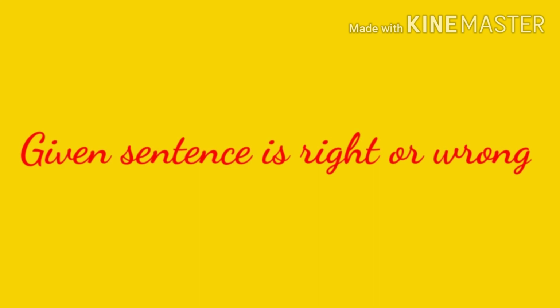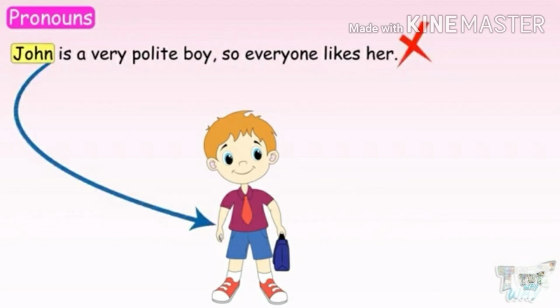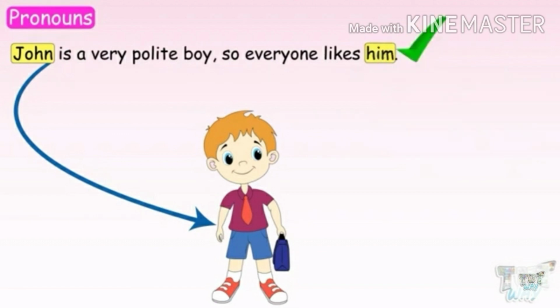Next, you have to identify whether the given sentence is right or wrong. The first sentence is "John is a very polite boy, so everyone likes her." Is this sentence right or wrong? This sentence is wrong because John is a boy, and for boys we use "him," not "her." "Her" is used for girls. So it is wrong. The correct answer is "John is a very polite boy, so everyone likes him."